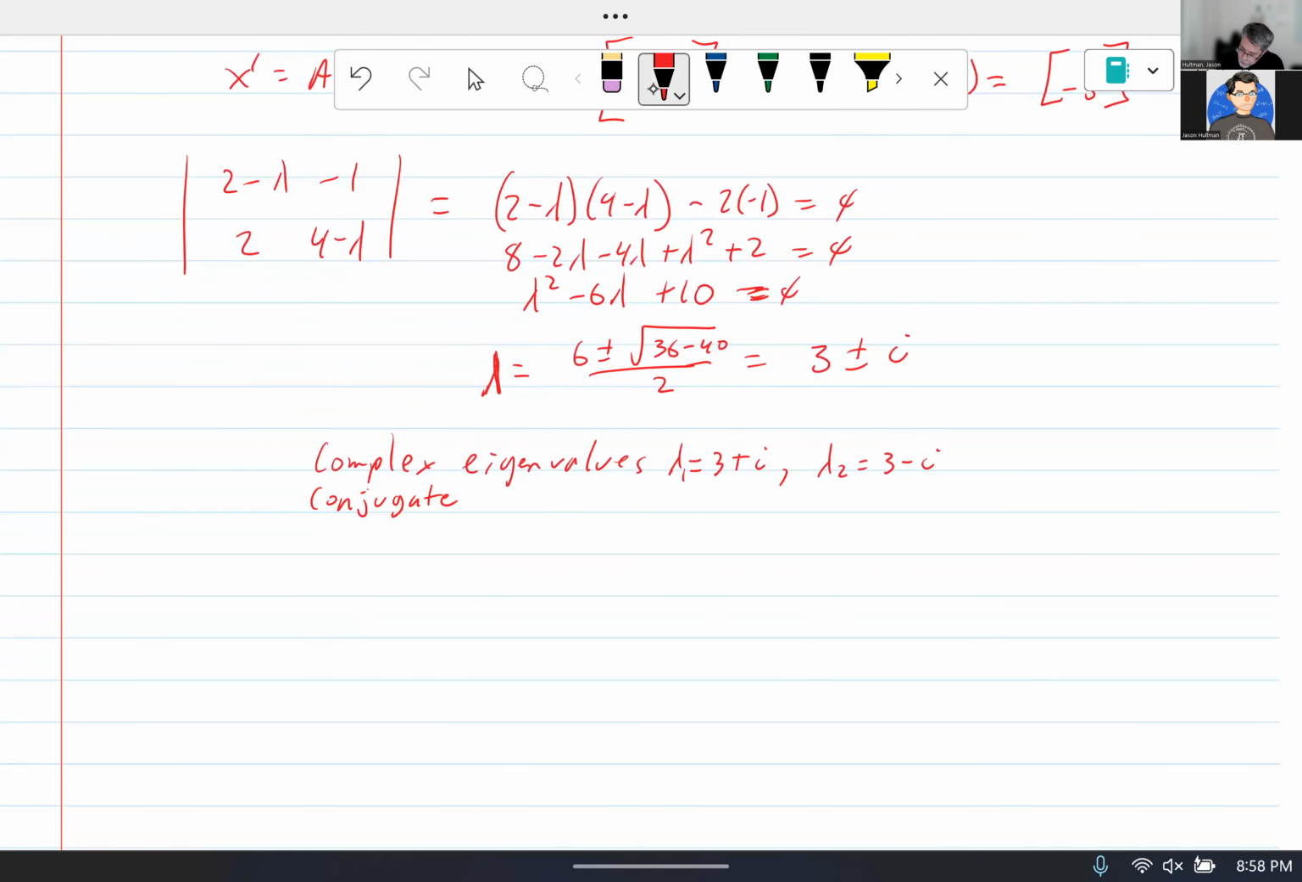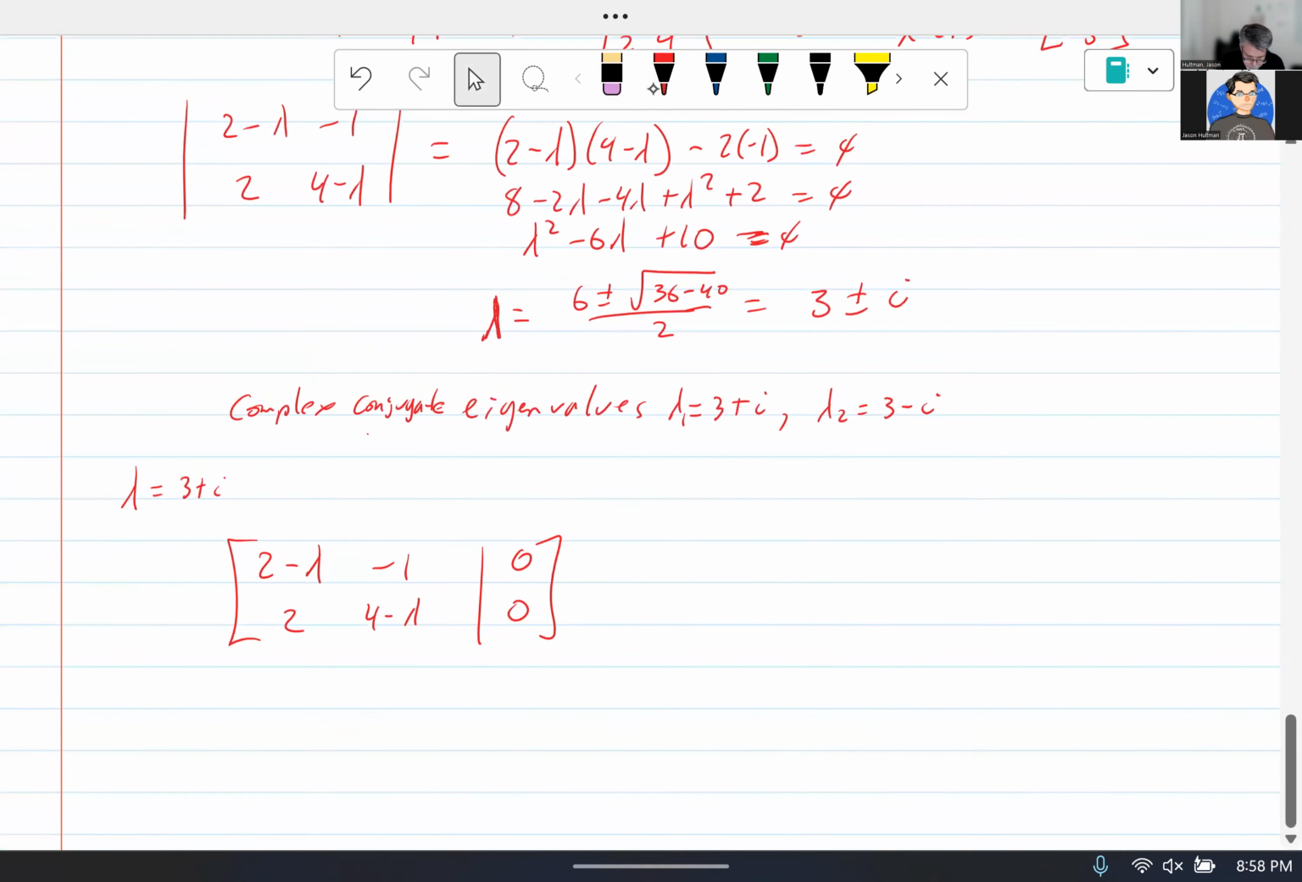Okay, complex conjugate eigenvalues. There we go. Okay, so let's look at lambda equals 3 plus i and try to find our eigenvectors now. So I've got 2 minus lambda, -1, 2, and 4 minus lambda. And then I'm going to augment that with 0, 0.